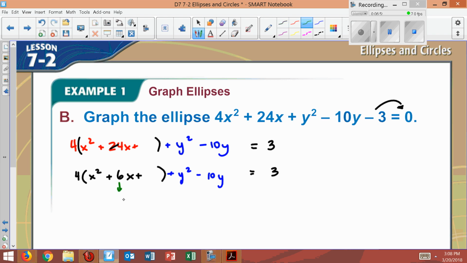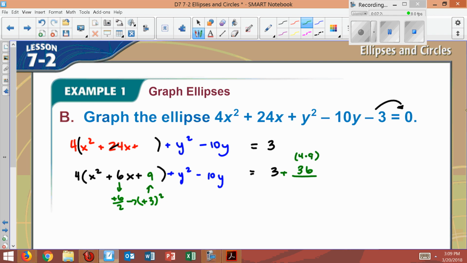Here, I take my 6, I divide it by 2. So when I do that, I get +3. That value gets squared and goes here. So I'm going to add 9. But before we add 9 over here, what we need to realize is actually 4 times the 9 because I did not totally divide it out. So what's 4 times 9? It's 36. That came from 4 times 9. So I got 36 there.